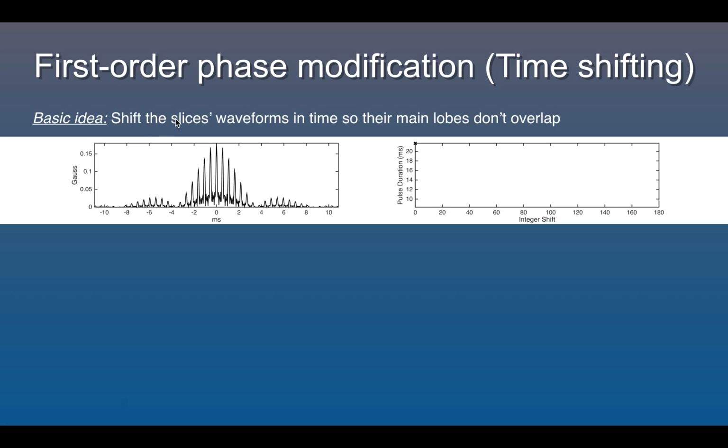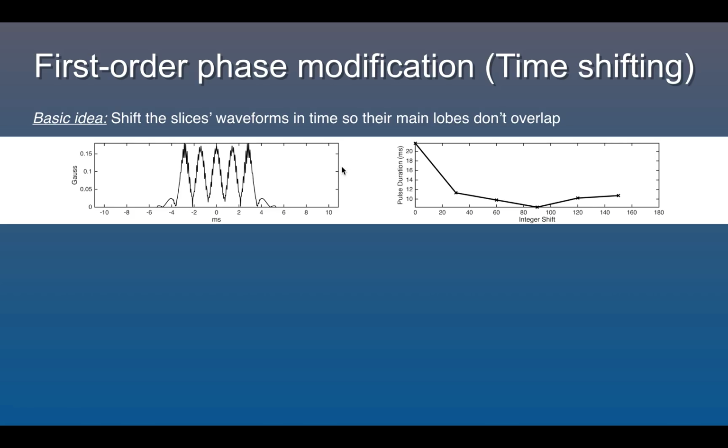So the basic idea is to shift the slices' waveforms in time so that their main lobes don't overlap. Here I'm plotting where I increase the delay between the subpulses in a multiband 5 pulse. And as I do that, you can see that for a given peak B1, if I scale each one to this given peak B1, I can reduce the pulse duration by quite a lot. And you can then start to make out each individual slice's main lobe.